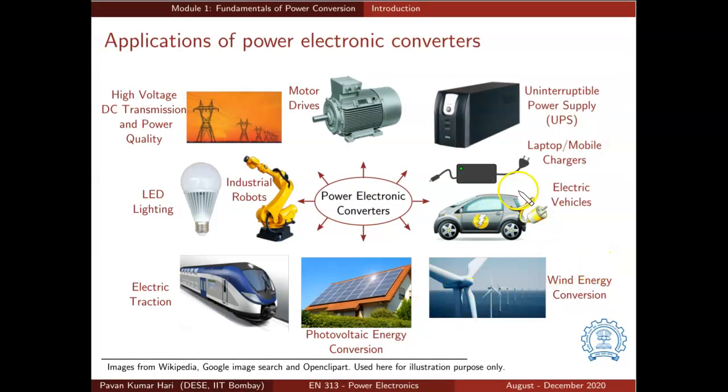A few of the applications are illustrated in this slide. Power electronic converters are used for long distance power transmission at high voltage DC. They are also used to improve the power quality in power systems. What do we mean by power quality? It is primarily concerned about the non-sinusoidal nature of voltages and the reactive power in transmission and distribution systems. We will learn about power quality in this course to some extent.